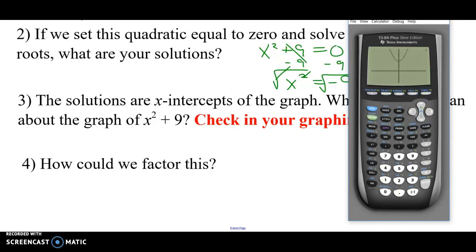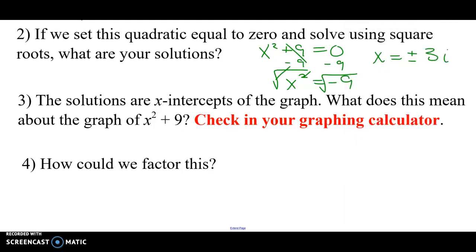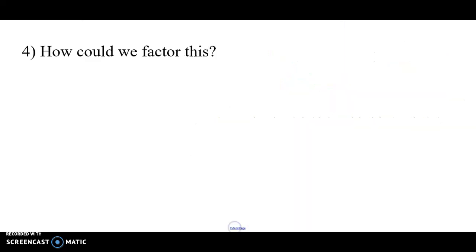So does this parabola ever cross the x-axis? No, that's why we're not getting any answers. We're getting imaginary solutions. So number 4, this is how we're going to do this.